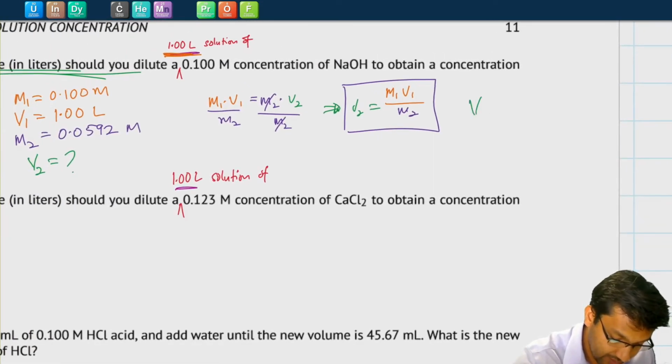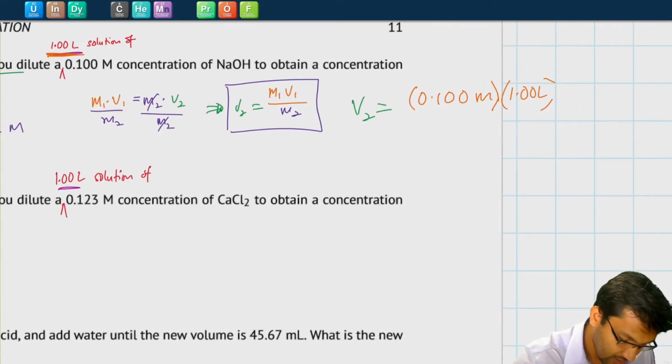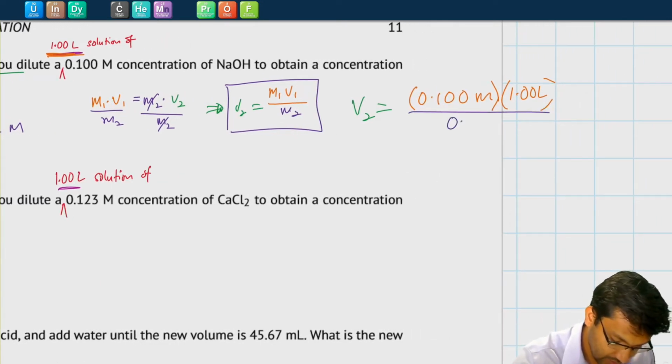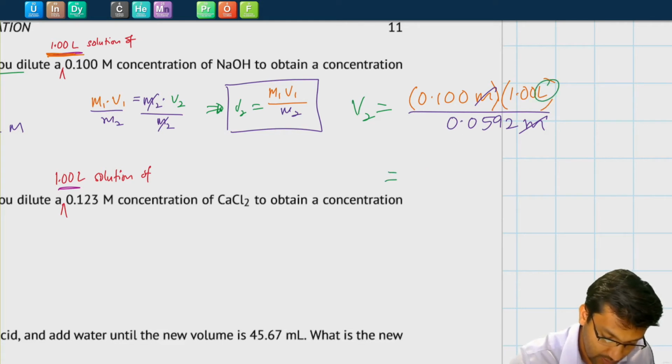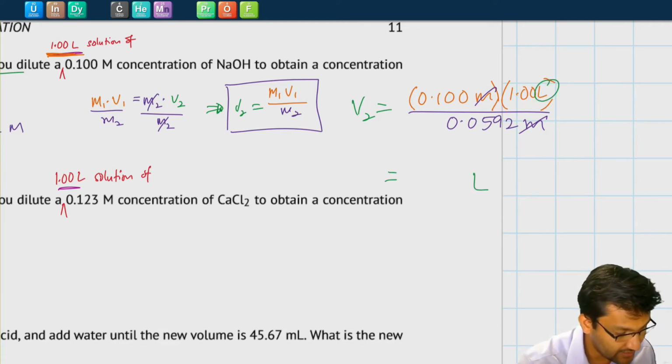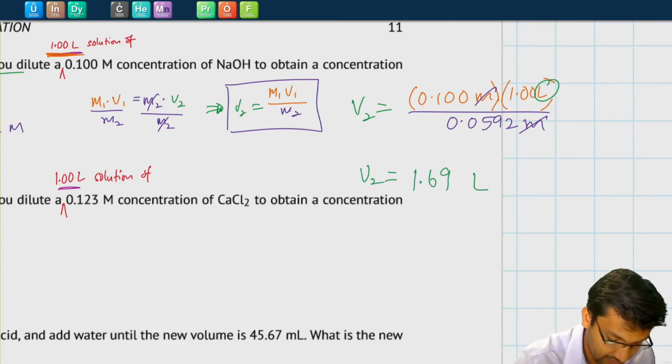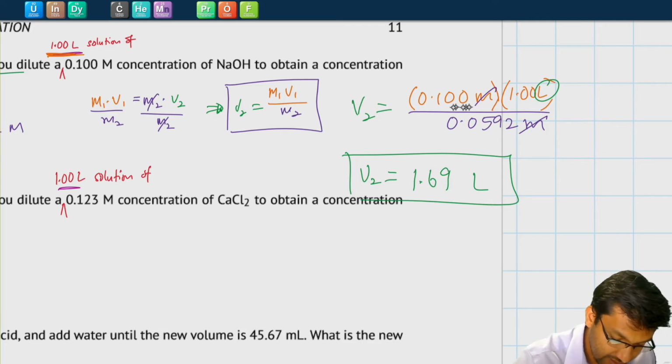So if we just fill this out, we find that V2 is equal to, the value for M1 was 0.100 molars. The value for V1 was 1.00 liters. And the value for M2 was 0.0592 molars. So the molars cancel out, and our answer will be in liters. And if you just plug all of this in a calculator, we end up with a value of 1.69 liters for V2. Three significant figures because we have three significant figures there, there, and there.